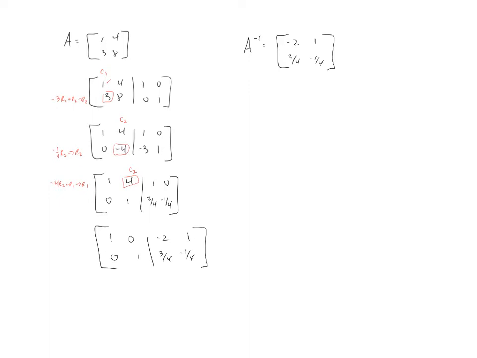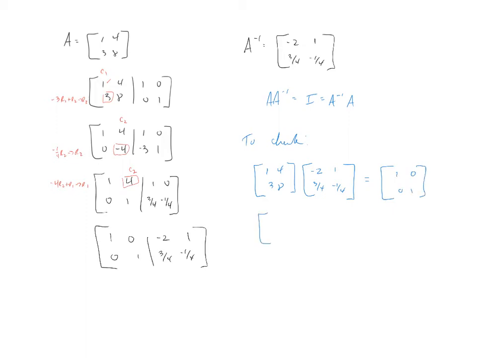Now we're actually able to check this. If you look back at the definition, we know that if this truly is the inverse, then the inverse times A in both directions should be the identity matrix. So to check, there are two things we would need to show. We would need to show that matrix A, which is 1, 4, 3, 8, multiplied by the inverse, which is negative 2, 1, 3/4, negative 1/4, should give us 1, 0, 0, 1.